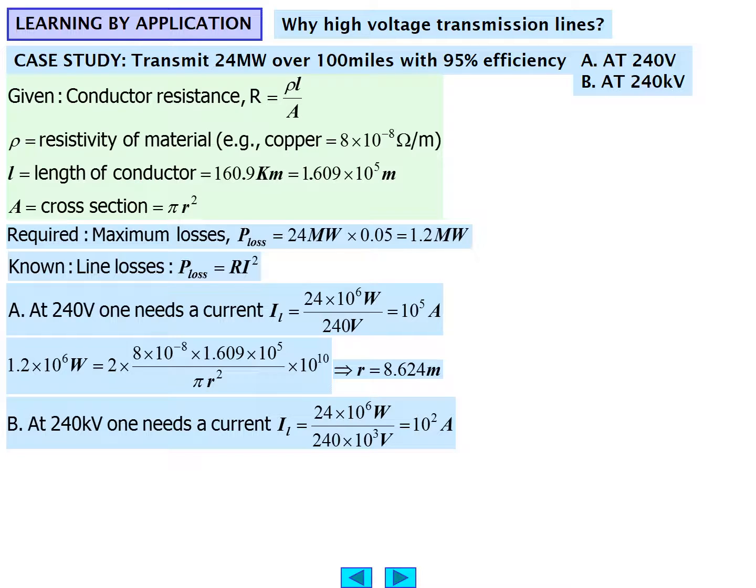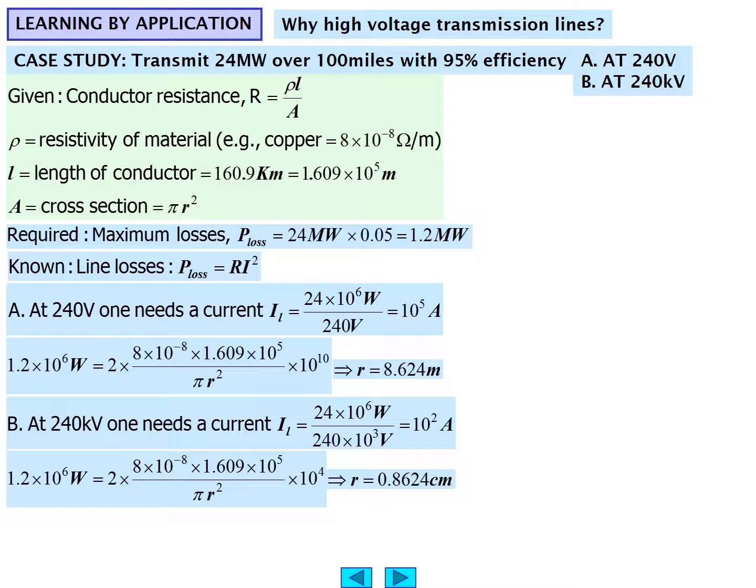If we up the voltage to 240 kilovolts and do the same calculation, we find that I sub L is 10 squared, down from 10 to the fifth. And if we calculate again the power loss in terms of the necessary radius to support that, we find that the radius has now dropped from 8.6 meters to 0.86 centimeters. Much more reasonable result. It's less than 1 centimeter radius, less than 2 centimeters overall diameter. So that's why we transmit at very high voltage, at any given power level.